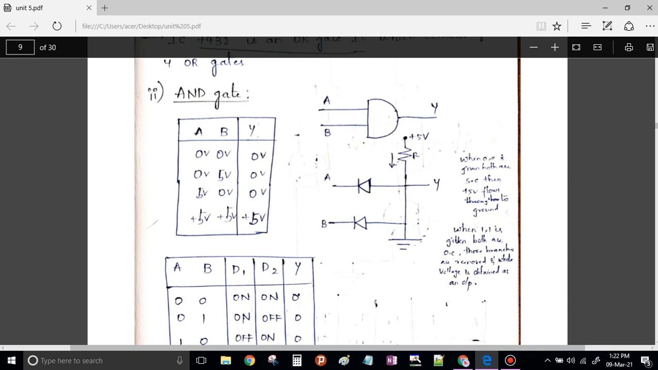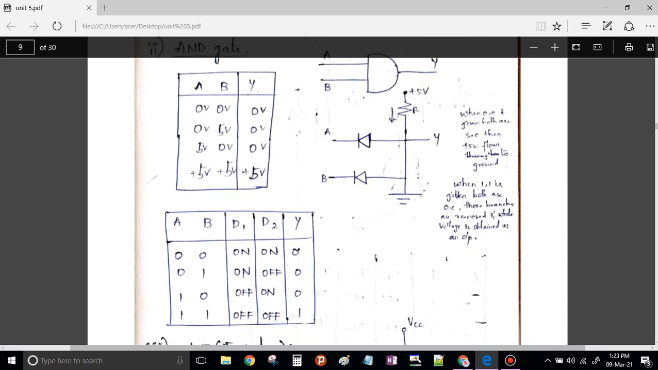Now let us assume A and B are 1 1. When both are 1, that means positive is connected to the negative, positive is connected to the negative. That means it is an open circuit, as if it is not there. So all these 5 volts, instead of going to the ground, will be connecting at the output side. Therefore your output will be high. So when 0 0, 0 1, 1 0, 1 1, it gives me the functional table of your AND gate.